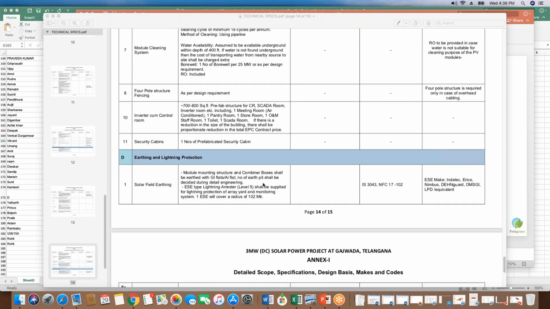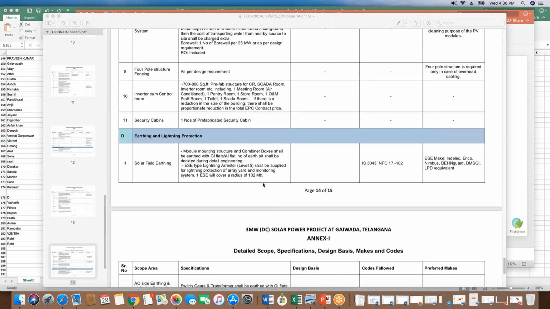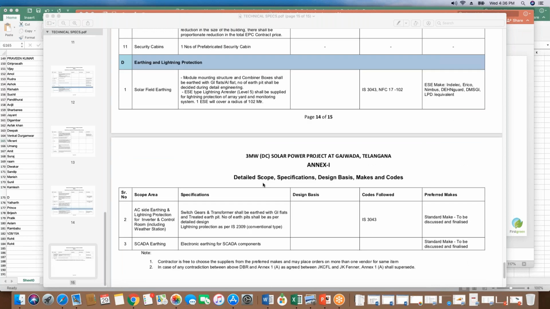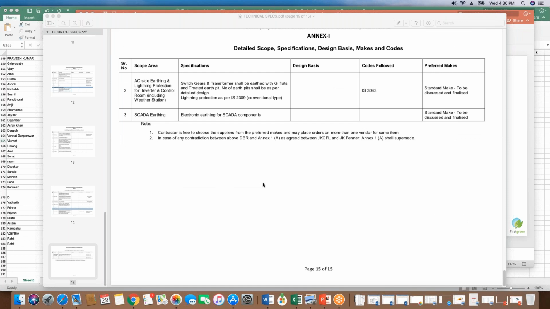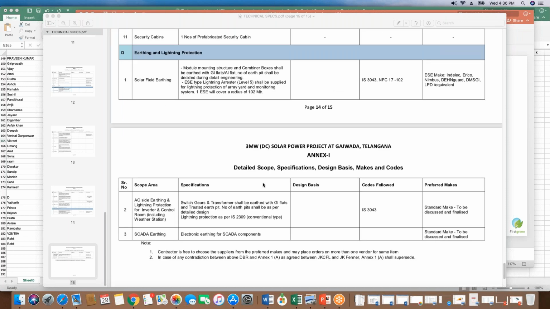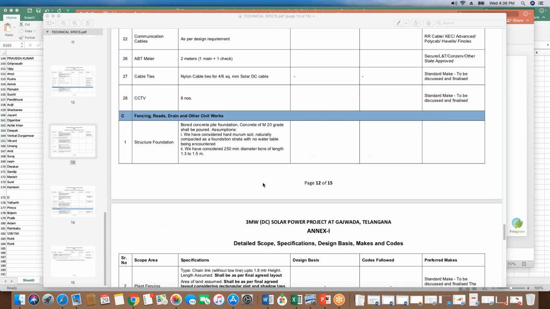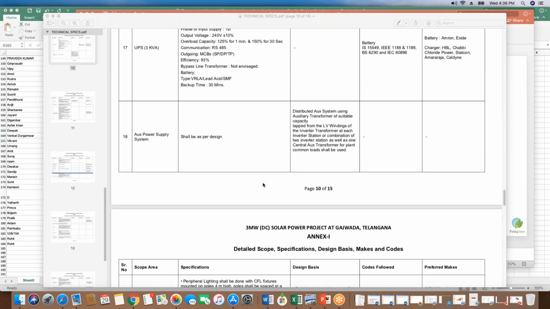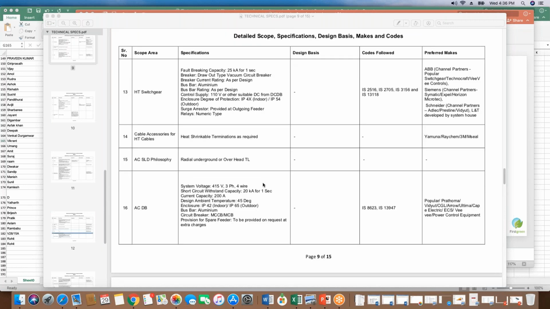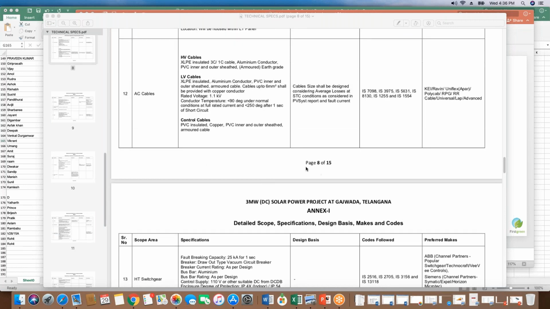Then your security cables. Your earthing guidelines should also become part of your BOQ, and that's it. So maybe you may not have that much knowledge to create this type of BOQ when you finalize your detailed design. But if you don't have this and you directly appoint an EPC, then if the price is frozen, you cannot surely reach this level of BOQ.